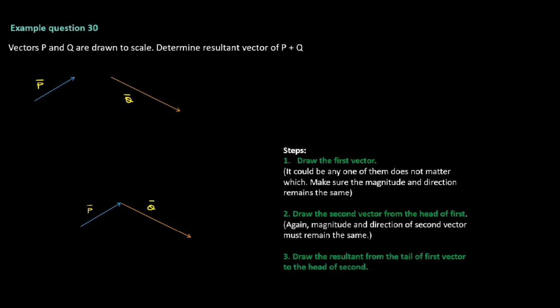Then the third step is to draw the resultant from the tail of the first vector to the head of the second. So this is my resultant R bar, and this R bar is equal to P bar plus Q bar. So these are the three steps that you can follow to graphically add vectors.